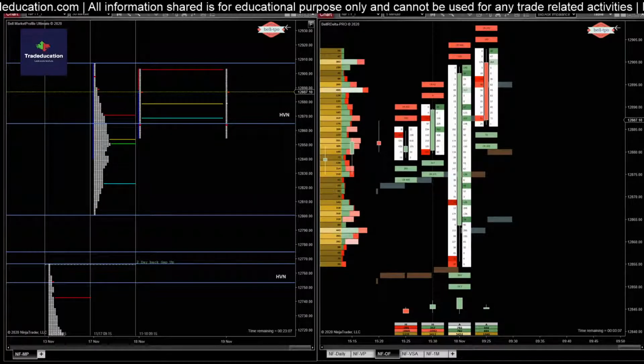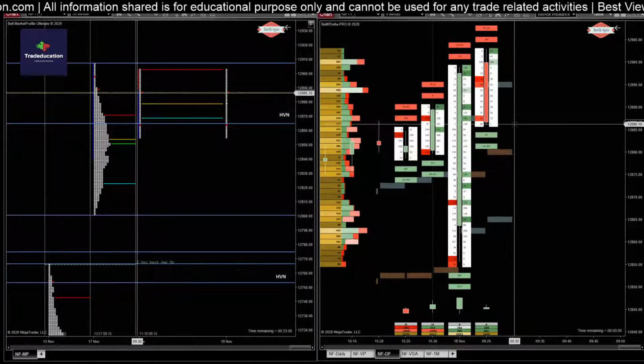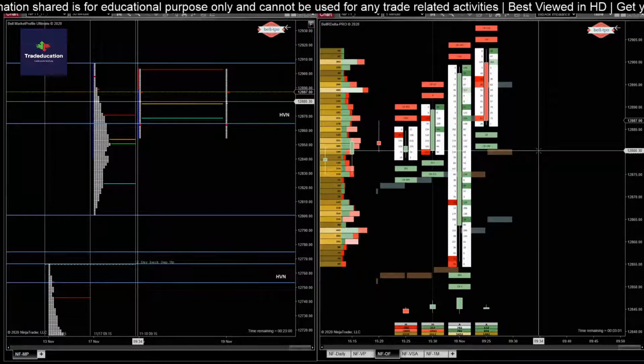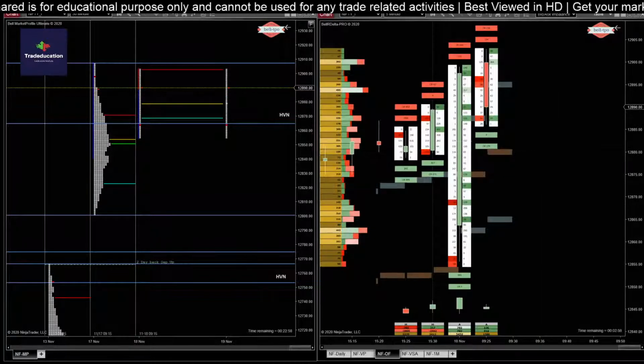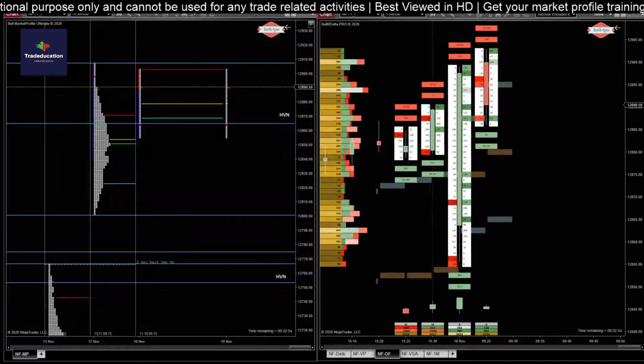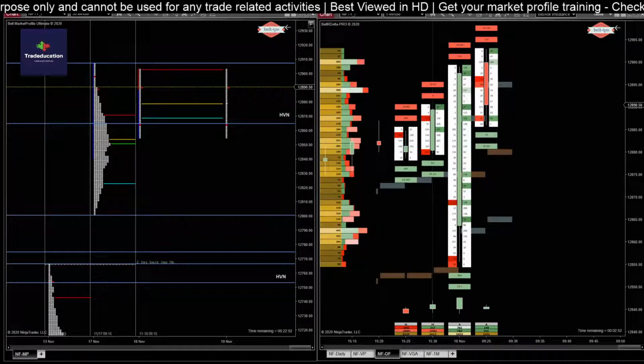Selling activity is coming in. So the next level of support will be the VWAP. We need to see whether that tends to act as a support, whether we get a retest or whether we get a reversal. Yeah. So let's see.